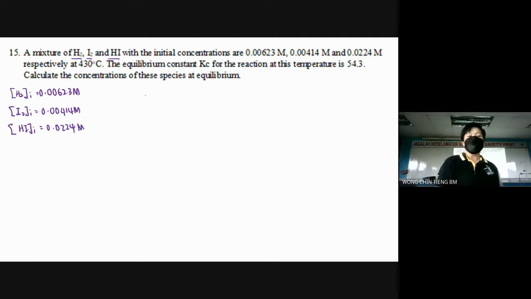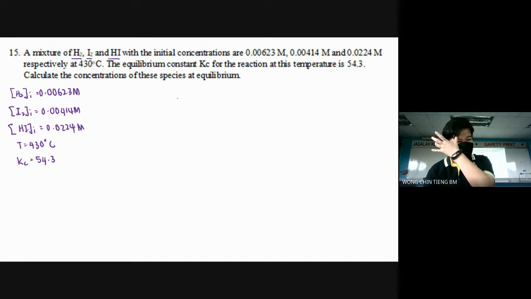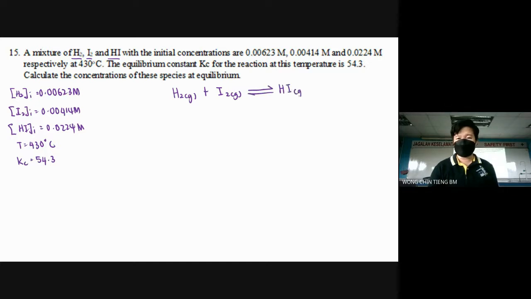Betul? The temperature given 430 degrees Celsius. The equilibrium constant dia dah bagi Kc 54.3. Calculate the concentration of each species at equilibrium. Okay? So, saya nak kira species ni kat equilibrium bermakna saya perlu ICE table lah. Equation dia tak bagi. So, let's say kamu start equation dengan kita assume dia adalah gabung. Soalan saya salah ni, saya rasa dia ada equation, saya tertinggal kot. Kadang-kadang saya dah buat soalan, lepas tu saya lupa nak masukkan equation dia. My bad, definitely my bad.